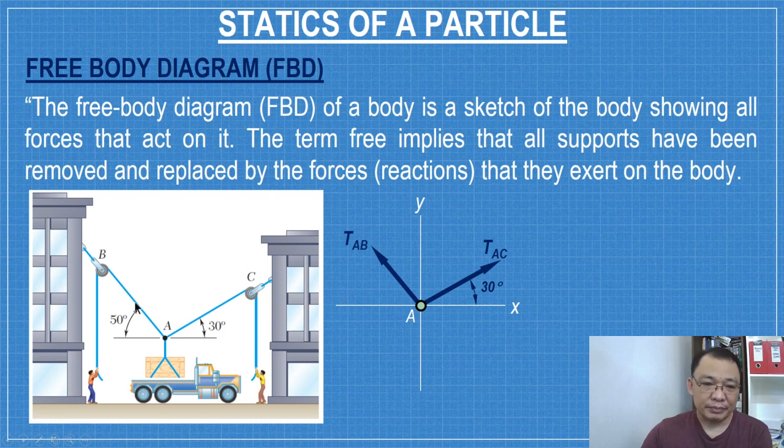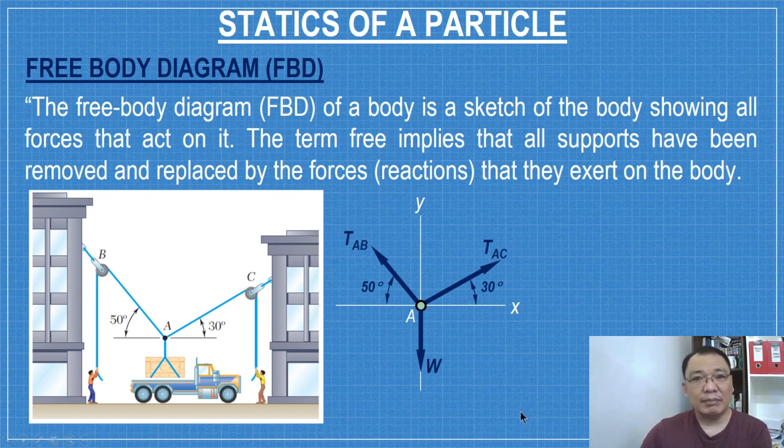Tension EB. Its angle is 50. And then, when you cut here, it's in the take rate. W. Okay, W isn't specified. This is your free body diagram. So here you can see all the forces acting at point A.